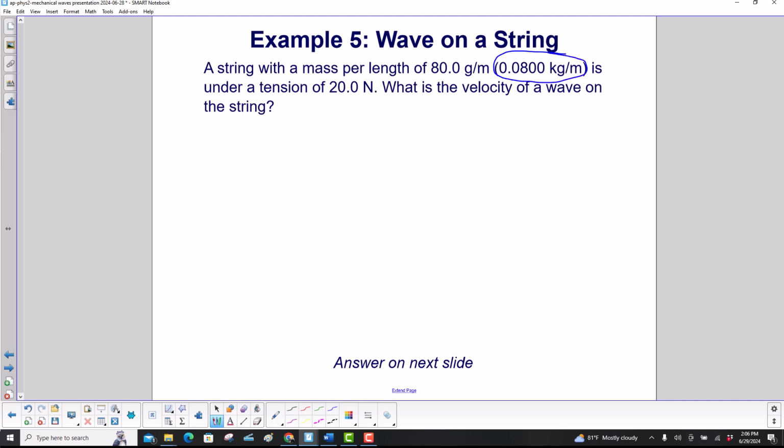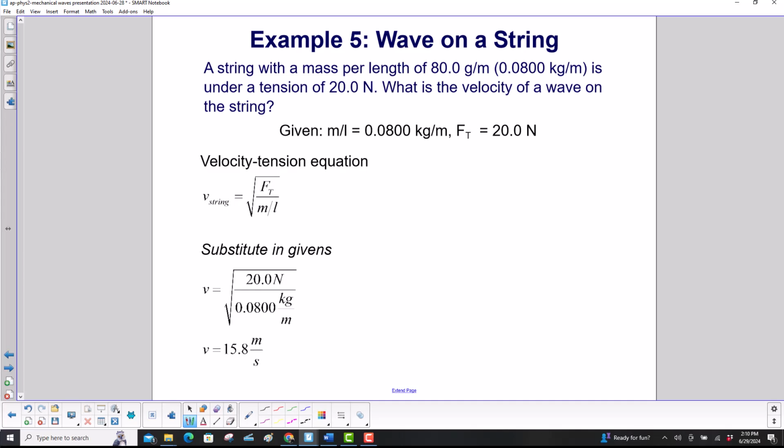A string with a mass per length of 80.0 grams per meter, and you have to convert that to kilograms, but in this case we did it for you, is under a tension of 20.0 newtons. What is the velocity of a wave on the string? Just a reminder, always convert grams to kilograms, which in this case was done for us. So here's our givens. Use the velocity tension equation. Velocity is the square root of tension over mass per length. Substitute in our givens, and be sure to take the square root once you divide 20 by 0.08, and you get a velocity of 15.8 meters per second.